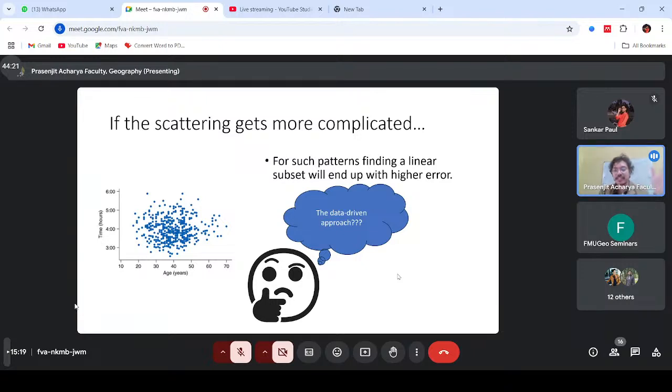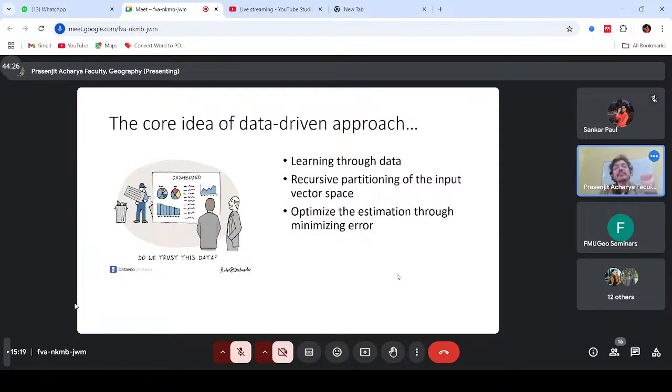So from that basic knowledge, I'm going to move to the debate of machine learning, okay? The core idea of the data-driven approach is learning through the data. This is a classical example where we have some dashboard data, and two people are having a conversation. Do we trust this data? The person says yes, it comes from the real world, and we need to apply some sort of analytics to make it more comprehensive.